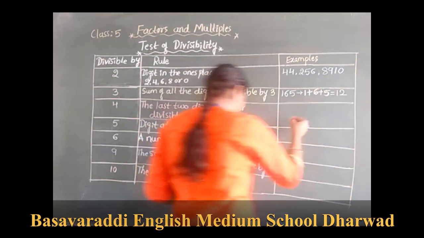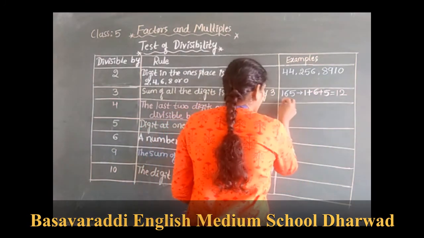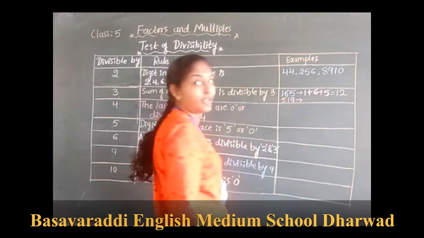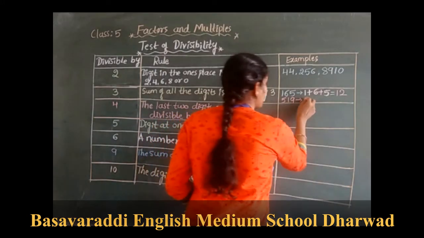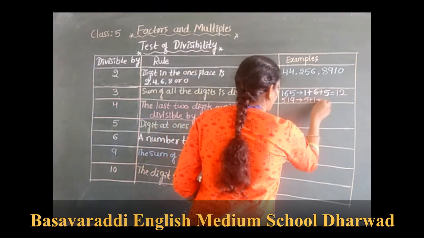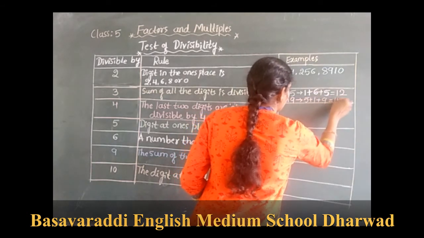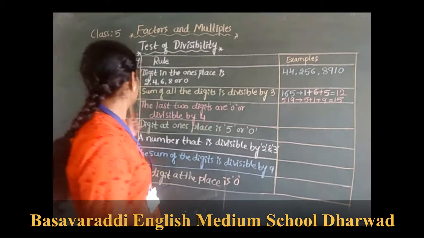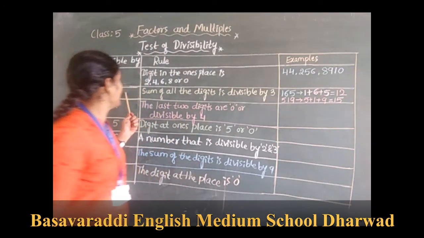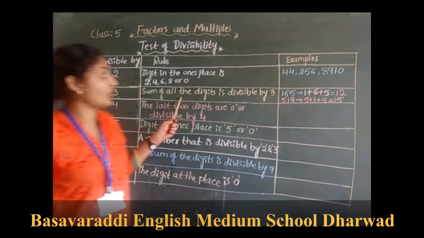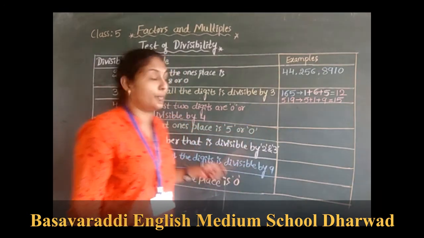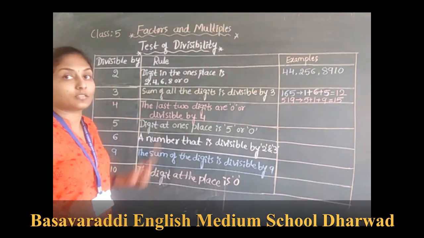So, one more example for that. 519. So, 5 plus 1 plus 9, that means 15. The 15 is divisible by 3. So, the divisible by 3 rule is applied for 519 as well as 165. Okay, next go to the third rule.